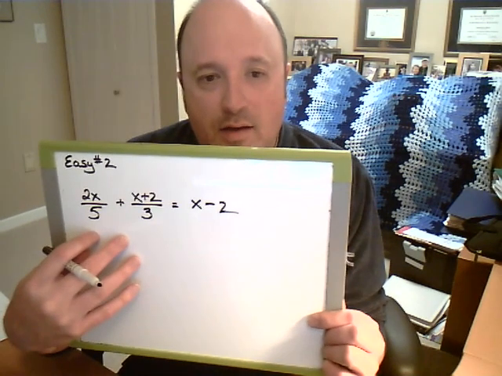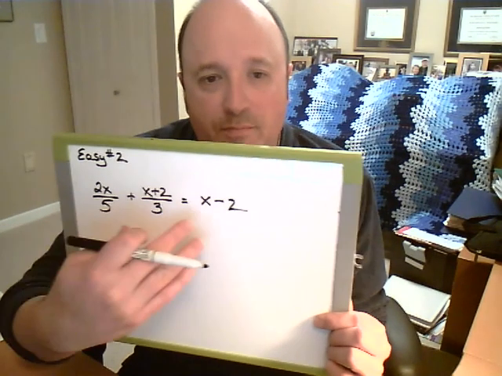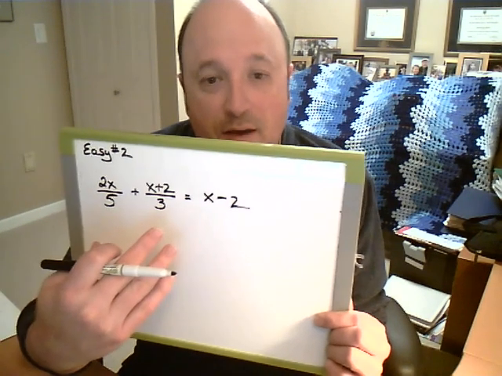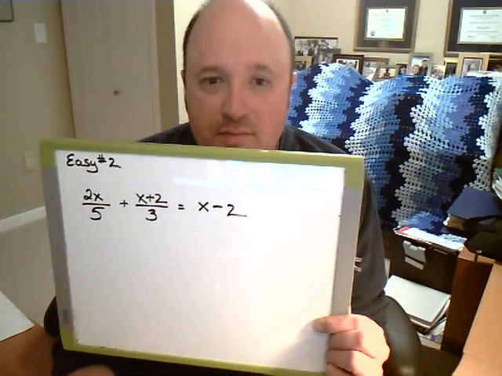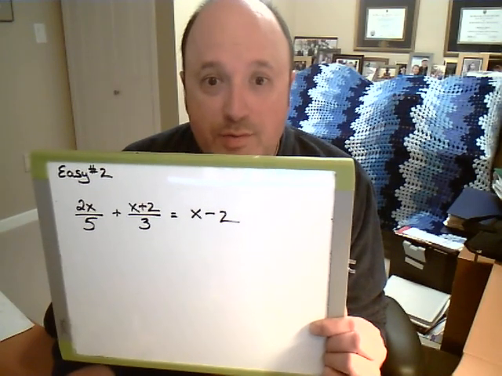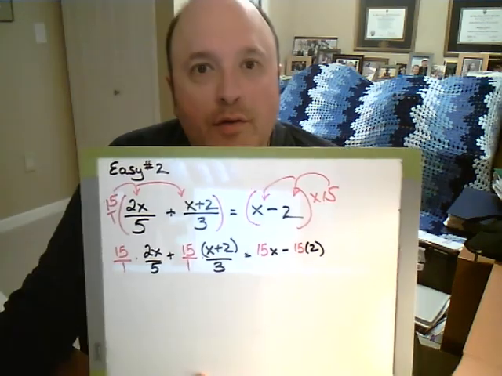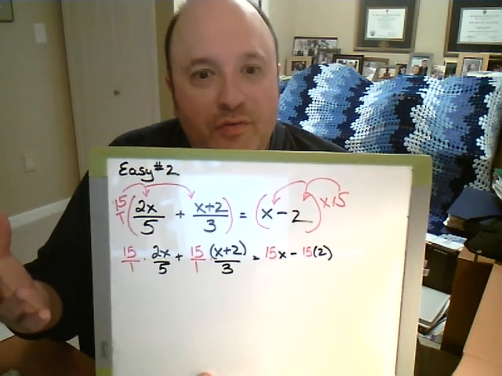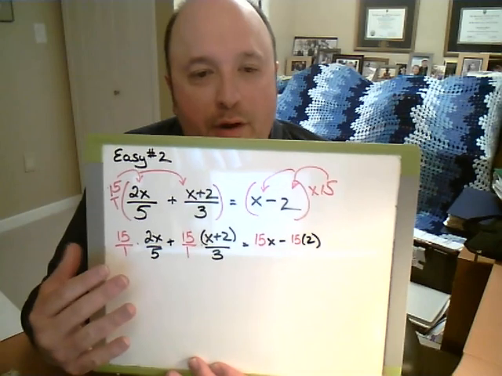And so I'm going to multiply both sides by 15. This is a little bit tricky if people aren't paying attention to their rules about how to do that. Okay, so here I've multiplied by the 15, and this is what I would write.